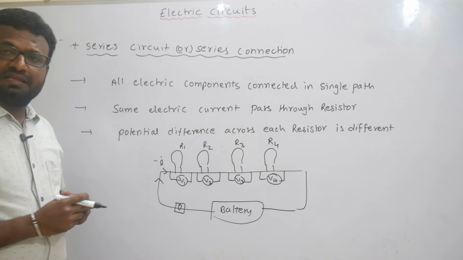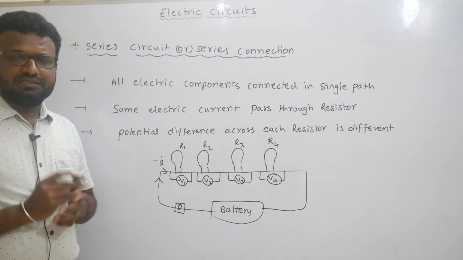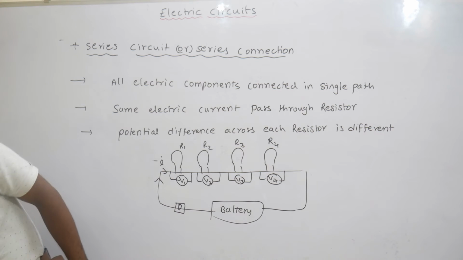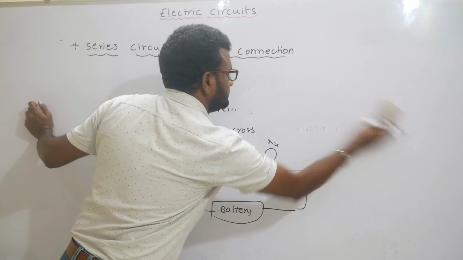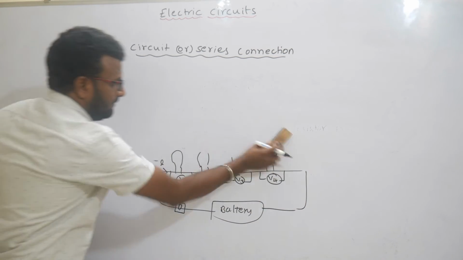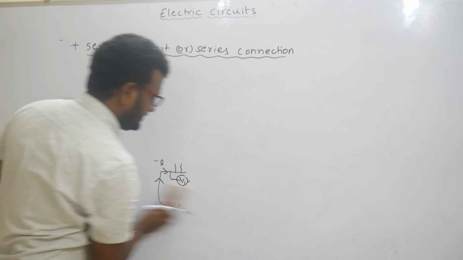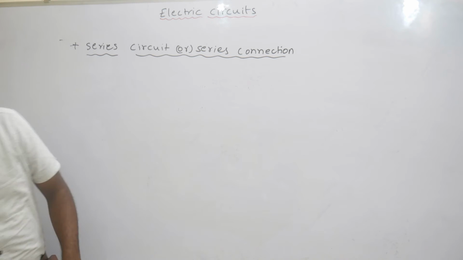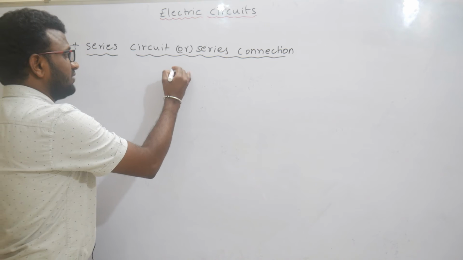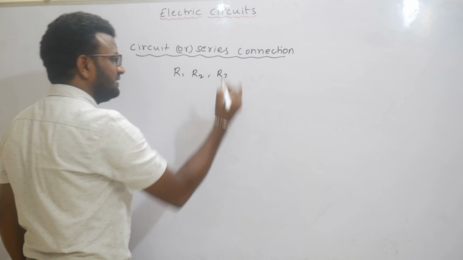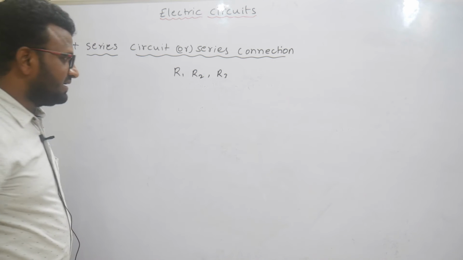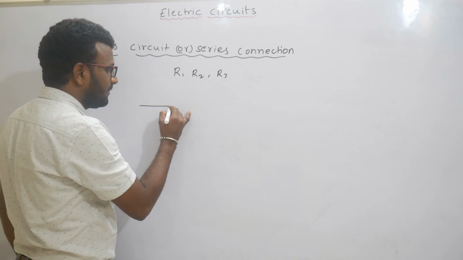Now I am going to find the equivalent resistance in the circuit. For that purpose I am going to take 3 resistors, R1, R2, R3. These 3 resistors are connected in a single path, right?